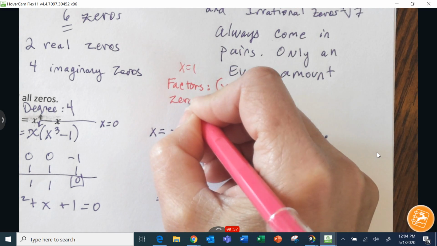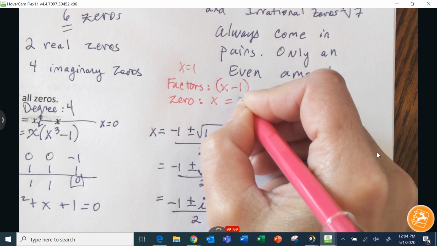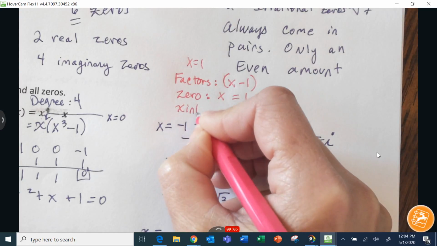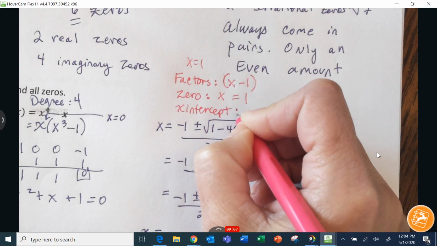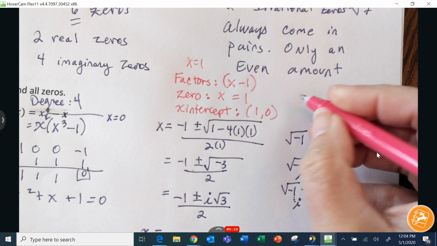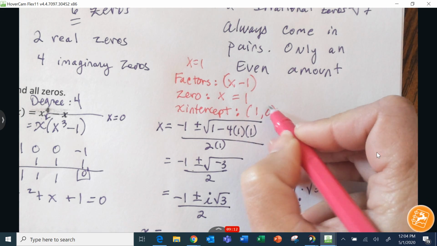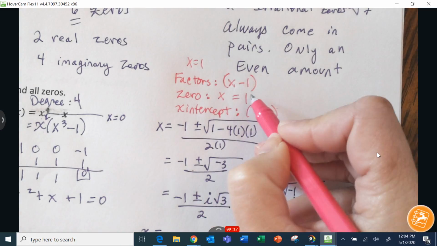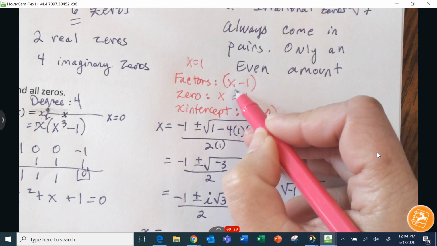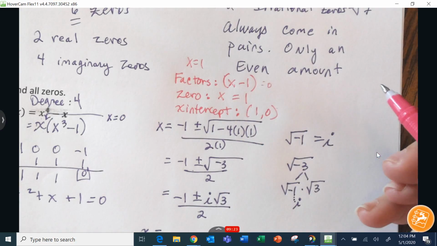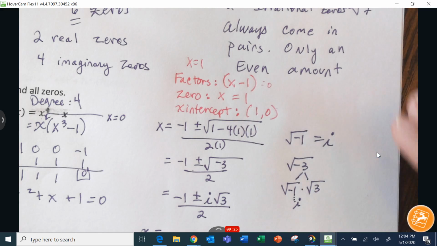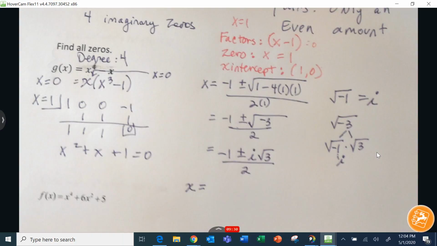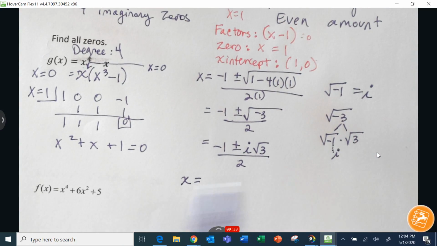A zero would be x equals 1, and then an x-intercept would be 1, 0. So when you do the x-intercept, it's the ordered pair. When you do the zero, it's just the x part. And when you do the factor, you have to take that zero and move the number over so that the equation would equal 0 like that. So those are the 3 different vocabulary words that I think some of you are messing up. So anyway, for this example, for what you're going to do in your assignment, you're going to write the zeros.